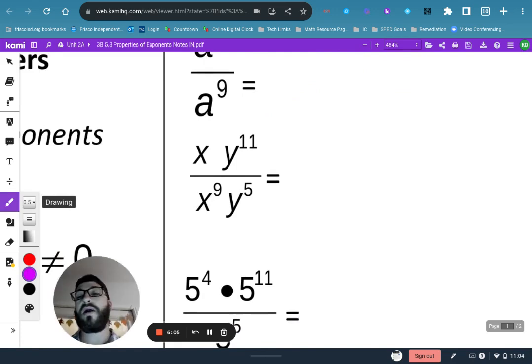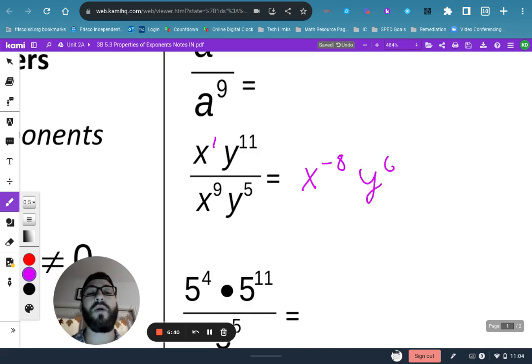Let's do x times y to the 11th over x to the 9th, y to the 5th. I'm going to add an exponent of 1 there for my x, to make sure we're accounting for all of our exponents. I have two sets of bases, x and y. For my bases of x, I'm going to subtract: x to the 1 minus 9 is x to the negative 8. And then y to the 11th divided by y to the 5th is 11 minus 5, which is y to the 6th.